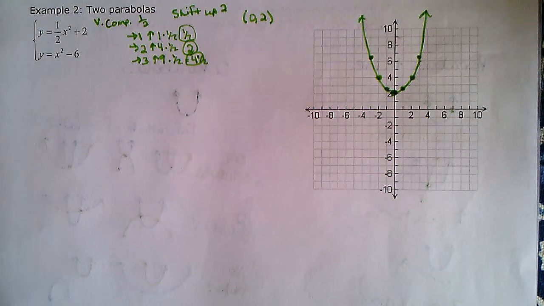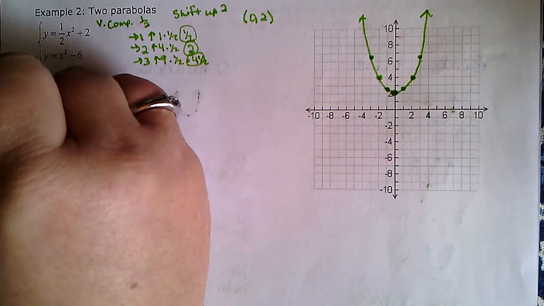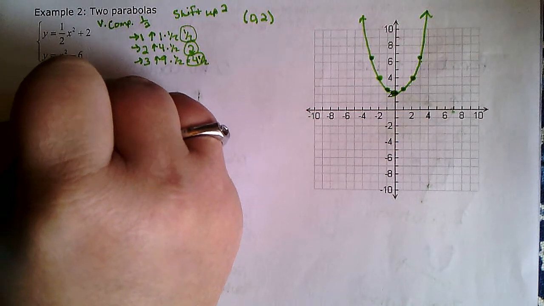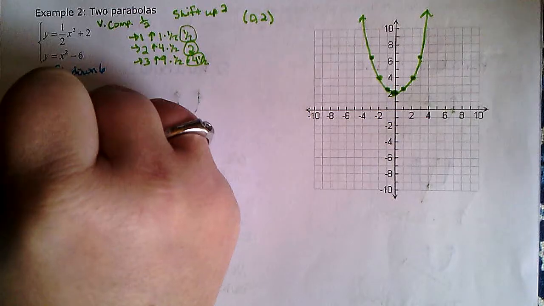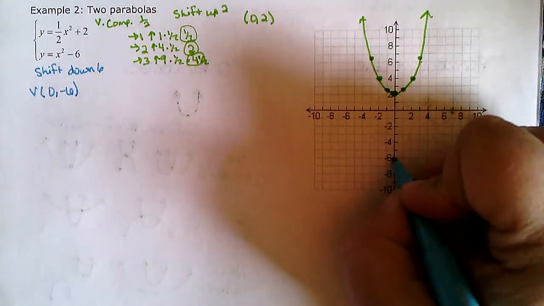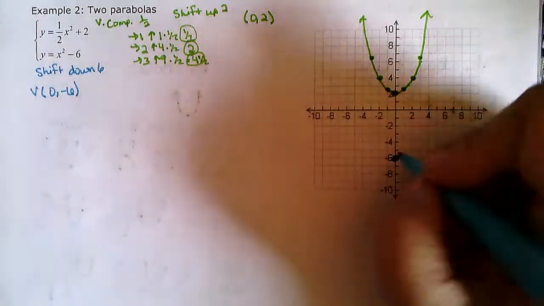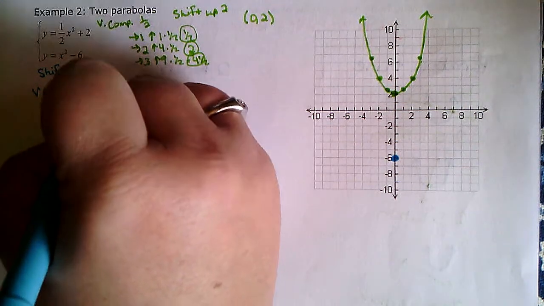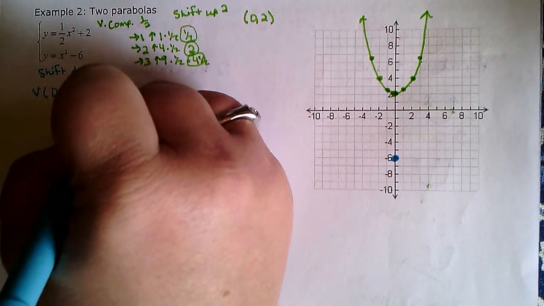And my next one looks like it's got a shift down 6. So its vertex is at 0, negative 6. And here we go. It does not have a compression or a stretch at all. So we are going to go our normal over 1, up 1, over 2, up 4, and over 3, up 9.